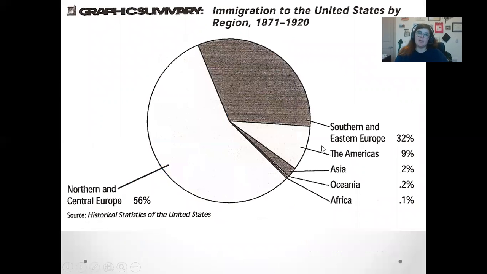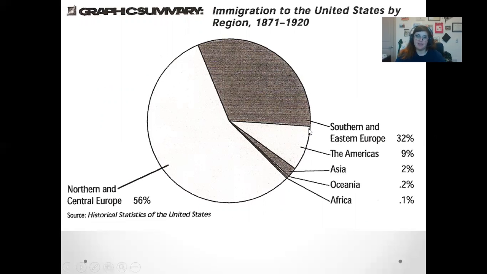Okay. So here's a breakdown of who was coming to the United States. By far the biggest portion was immigrants from Northern and Central Europe, right? So Germany, France, Switzerland, Poland, Ukraine, etc. Then our other chunk is Southern and Eastern Europe, Russia, Italy, places like that, Romania, Bulgaria, 32%.